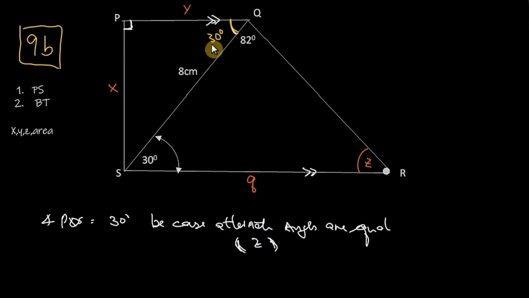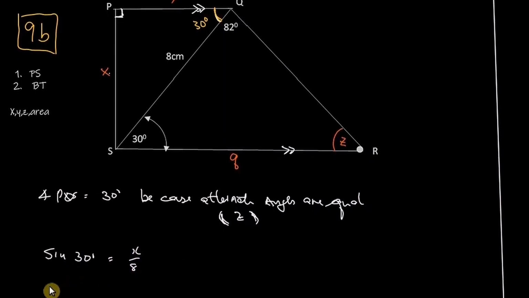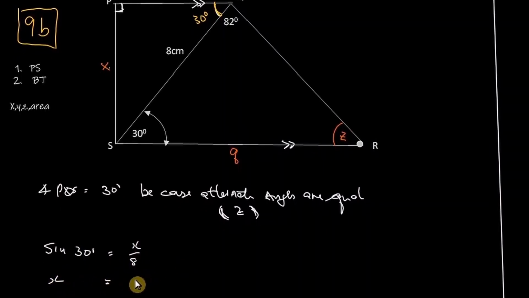So we can apply the sine ratio in this case, because the sine of this angle, 30 degrees, is equal to x over the hypotenuse, which is 8 centimeters. So we could write that the sine of 30 degrees is equal to x over 8, giving x is equal to 8 sine 30 degrees, which is equal to 8 times a half, or 4 centimeters. So let's just stick that in. So x is equal to 4 centimeters.